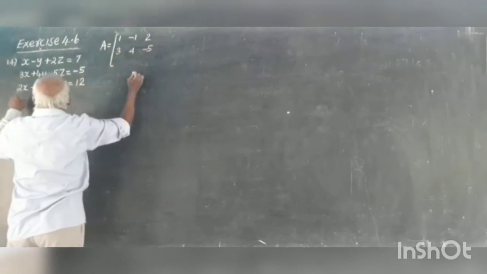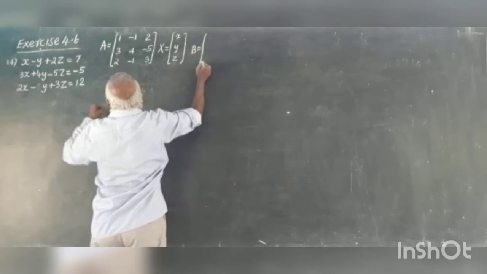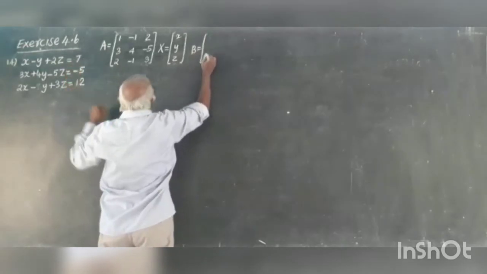First write coefficient matrix A. First row 1 minus 1 2. Second row 3 4 minus 5. Third row 2 minus 1 3. Then variable matrix X, that is X, Y, Z. Then matrix B. What is the matrix B? 7 minus 5, 12.